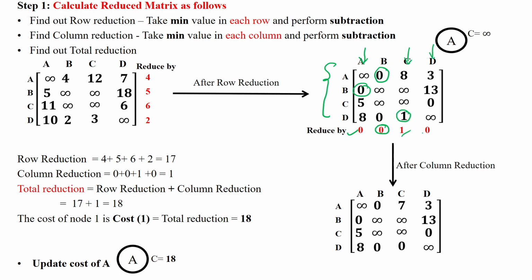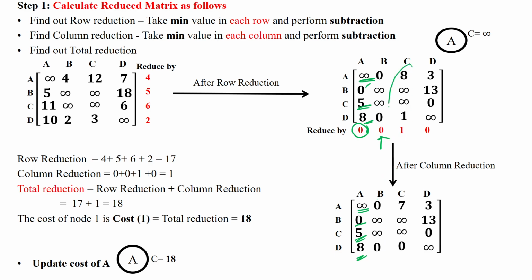In this fourth column the minimum value is 0, it is selected. So again we have to apply the subtraction column wise. From this column-wise subtraction, the minimum element is 0, so 0 minus 0 is 0, infinity minus 0 is infinity, 5 minus 0 is 5, 8 minus 0 is 8. Like that, this column is all zeros, so we will get the same elements.